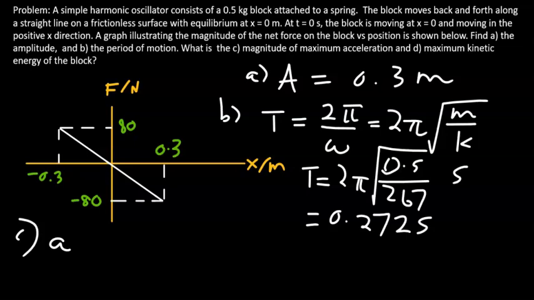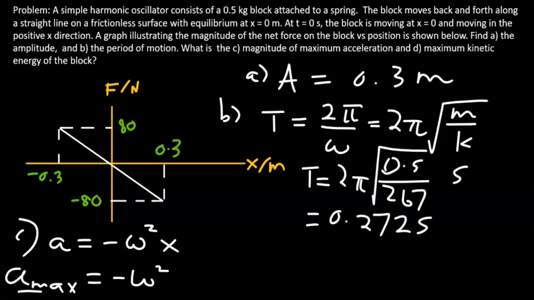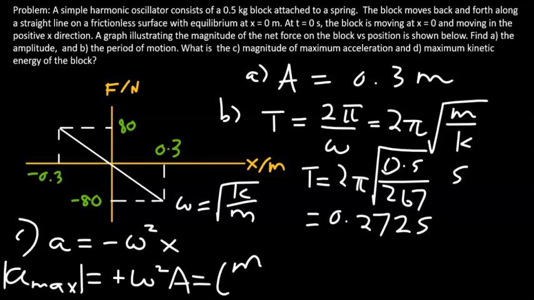Part C, maximum acceleration. Acceleration is position dependent, and we know it's given by minus the square of the angular frequency times the displacement. So the maximum acceleration is given by minus the square of the angular frequency times the maximum displacement, in this case the amplitude. So the magnitude of the maximum acceleration is omega squared times A. Now we know what omega is. Omega is the square root of k over m. So omega squared is k over m.